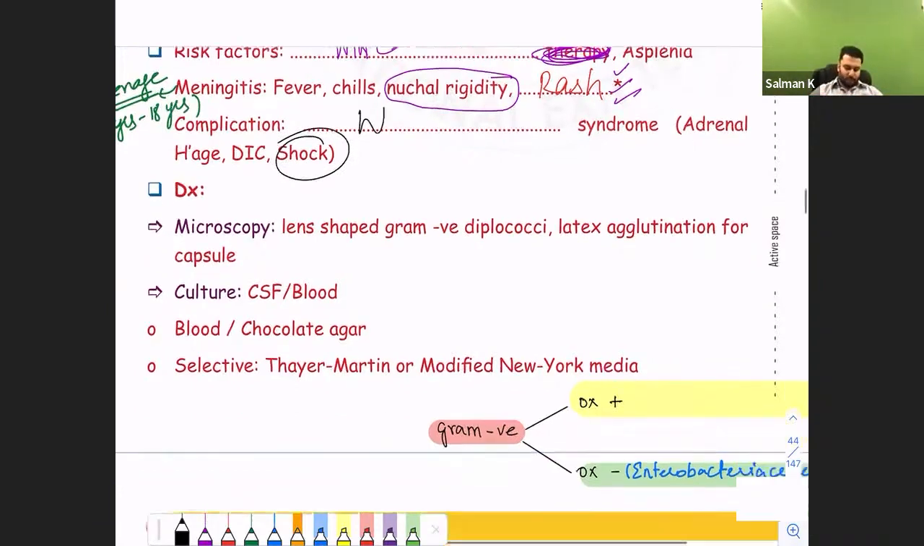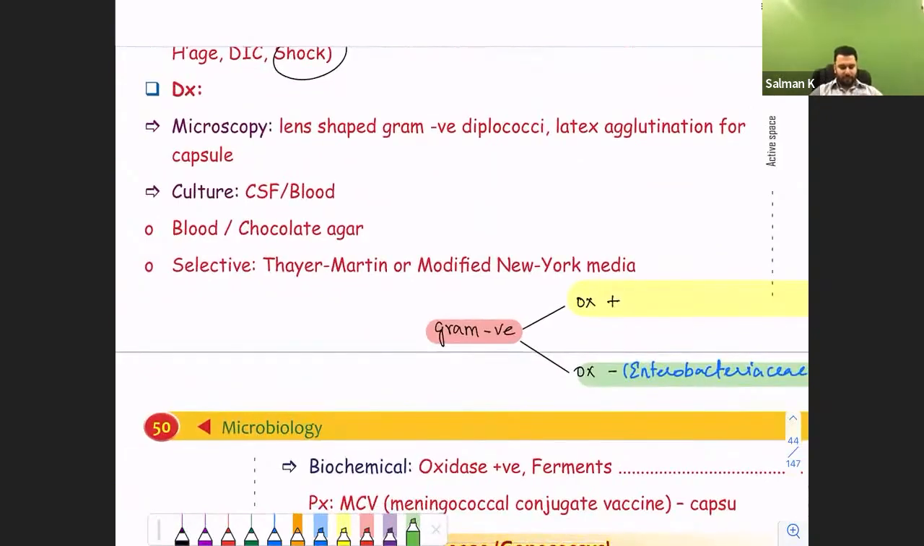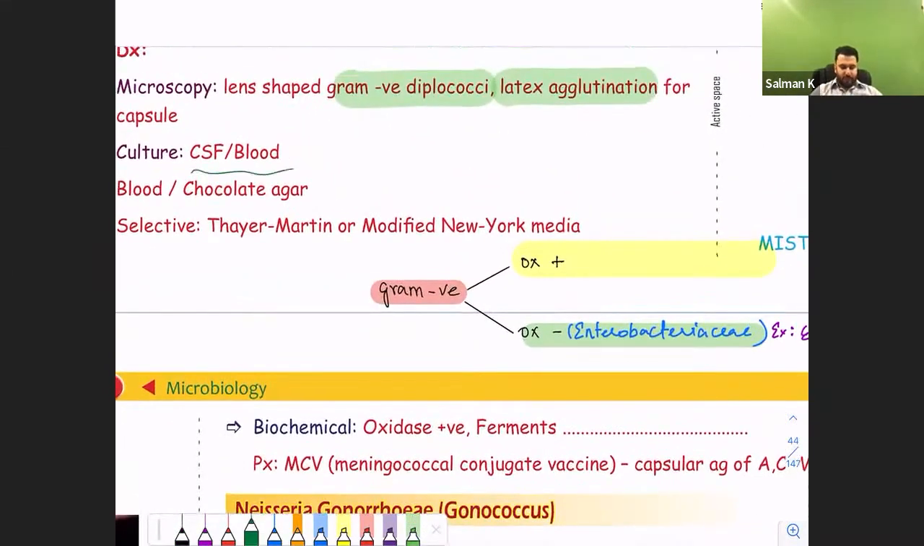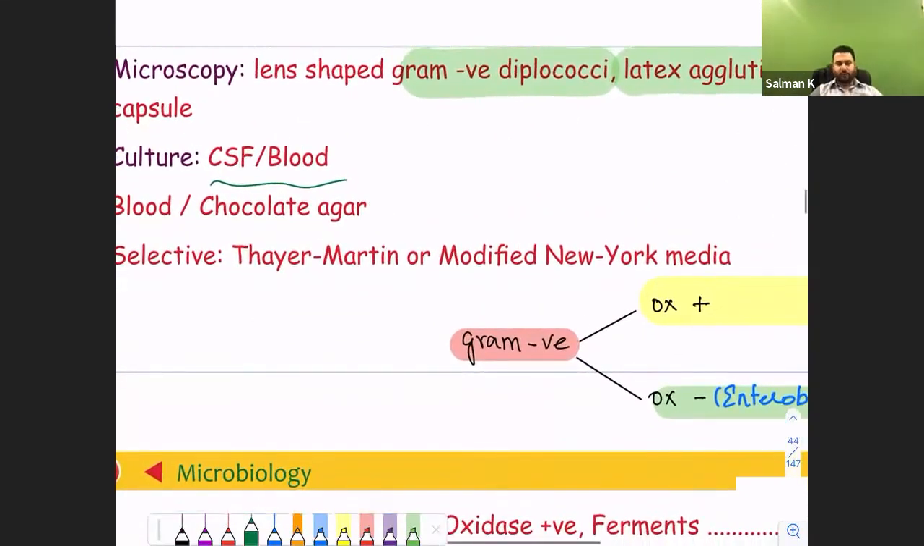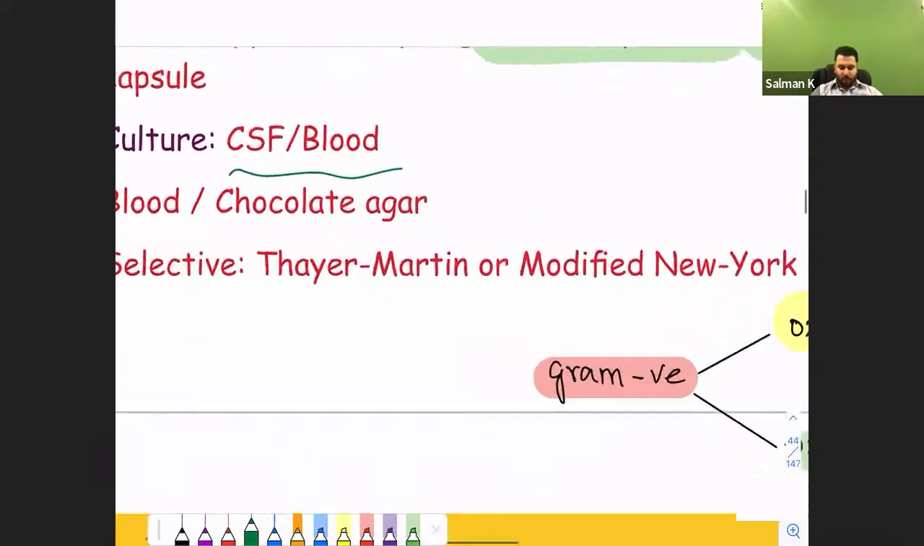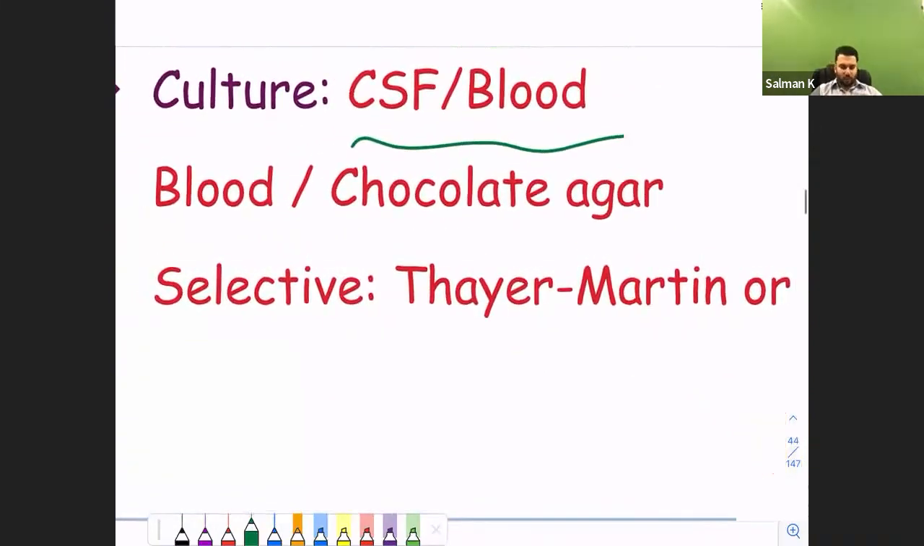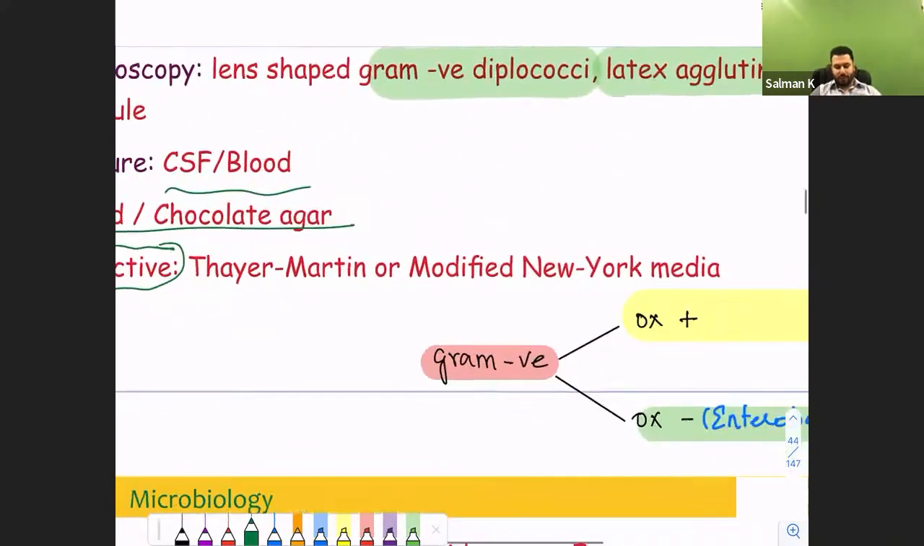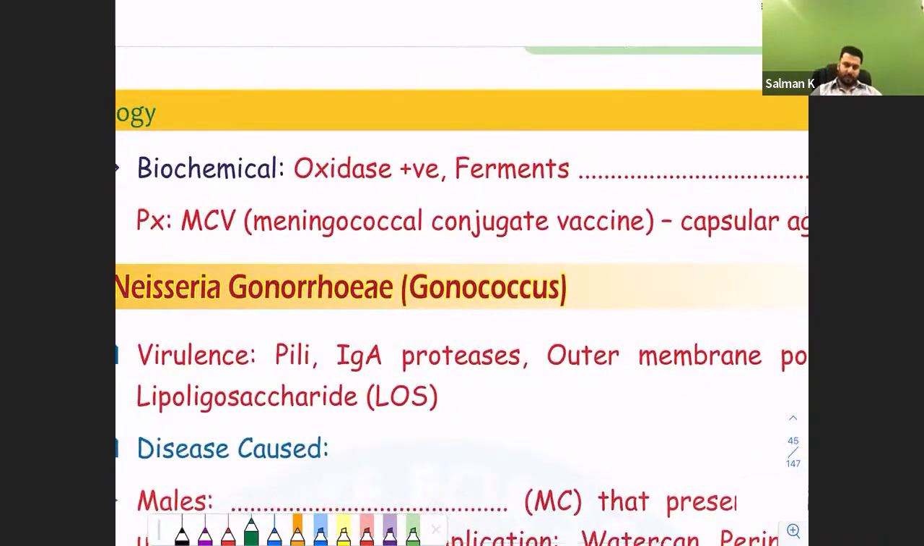Coming to these things, gram-negative organism, it is diplococci, all that you know. I have told you that for the capsule, a latex agglutination test would be done. When you do the culture by taking a CSF or blood sample, you have to use agars like blood or chocolate agar, which are enriched media, not for one organism; many organisms grow on these. Selective media is only for Neisseria.